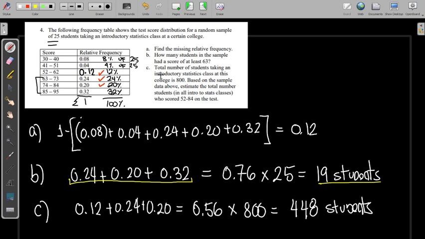Now, the next question is basically the same as the one before, except that this time they went from 52 to 84. So 52 to 84.